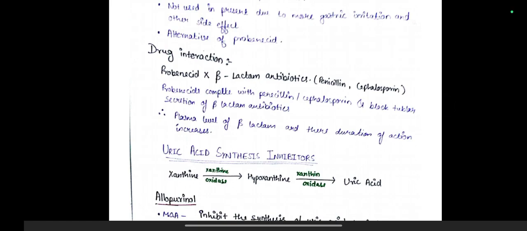Now let's talk about drug interaction. Probenecid, when given with beta-lactam antibiotics, which are generally penicillin or cephalosporin, competes with them and blocks tubular secretion of beta-lactam antibiotics. Therefore, plasma level of beta-lactam and their duration of action increases.